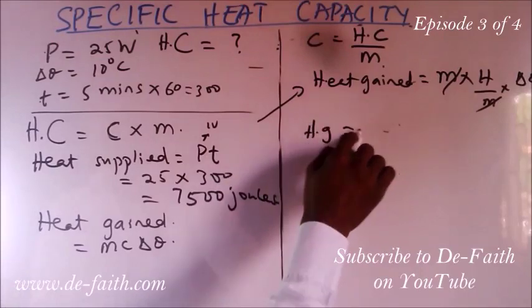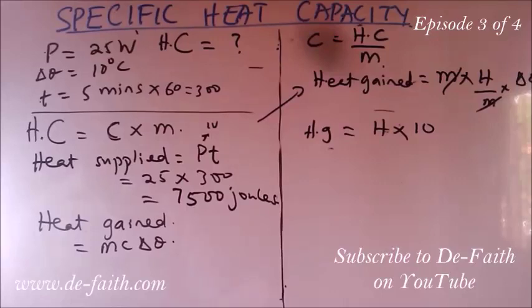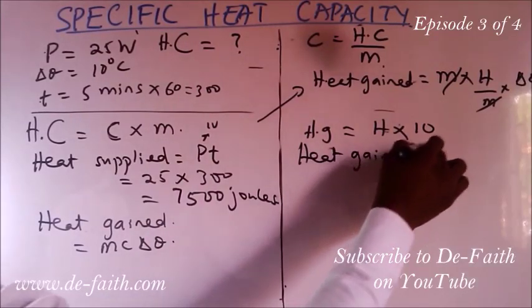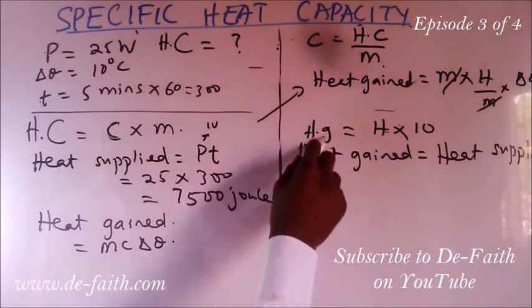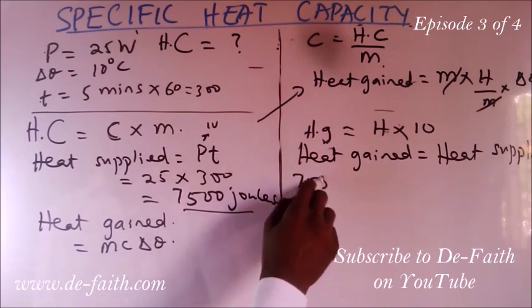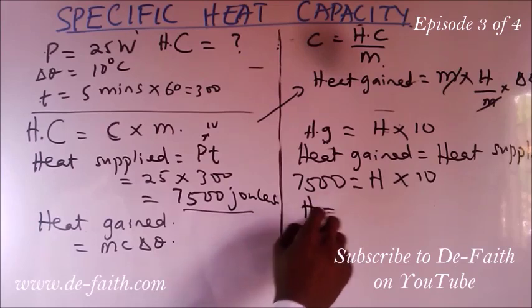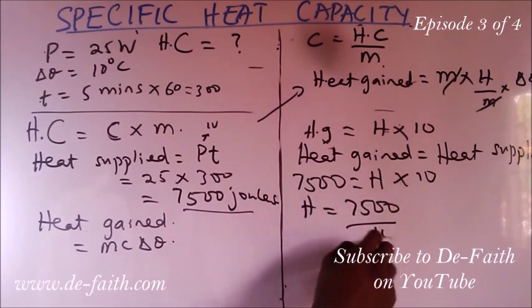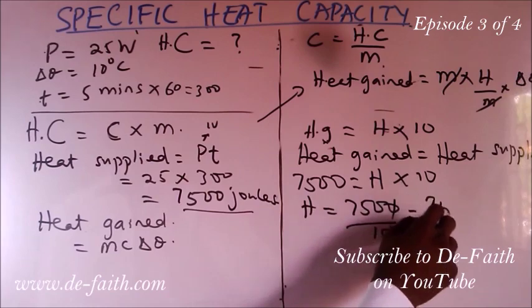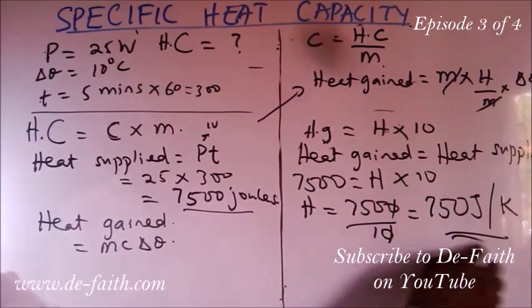So heat gained equal to H times the change in temperature, here is 10. So we have it that heat gained equal to heat supplied. We know that heat gained is heat supplied, and so we could substitute the heat supplied here, and the heat supplied is 7,500 equal to the heat capacity times 10. Hence, heat capacity equal to 7,500 divided by 10. And so we have 750 joules per Kelvin. That is the heat capacity.